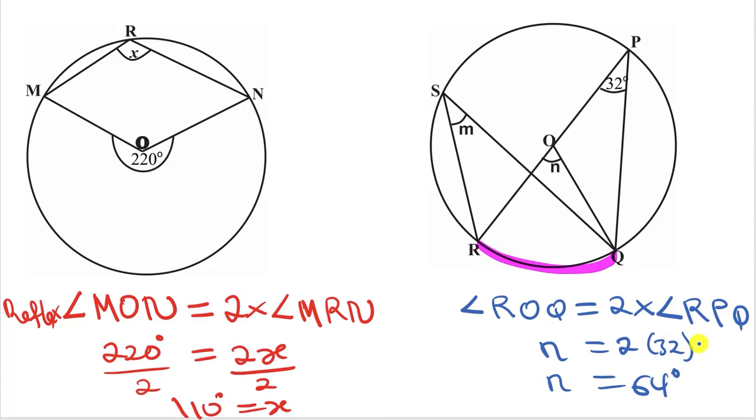That is the theorem that we are dealing with. The angle subtended at the center is 2 times the angle at the circumference. All right, so this is where we are going to end this particular lesson.